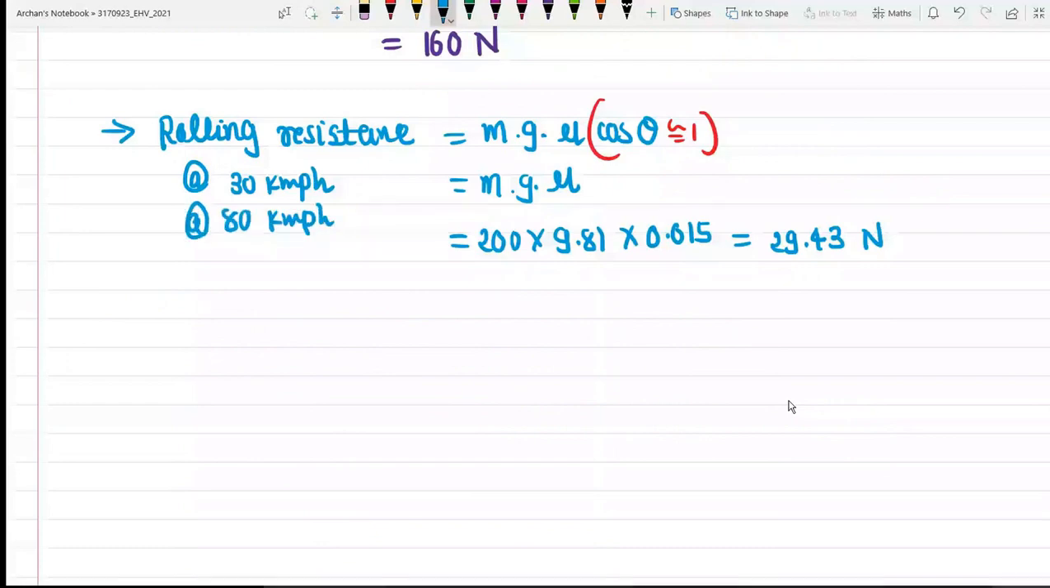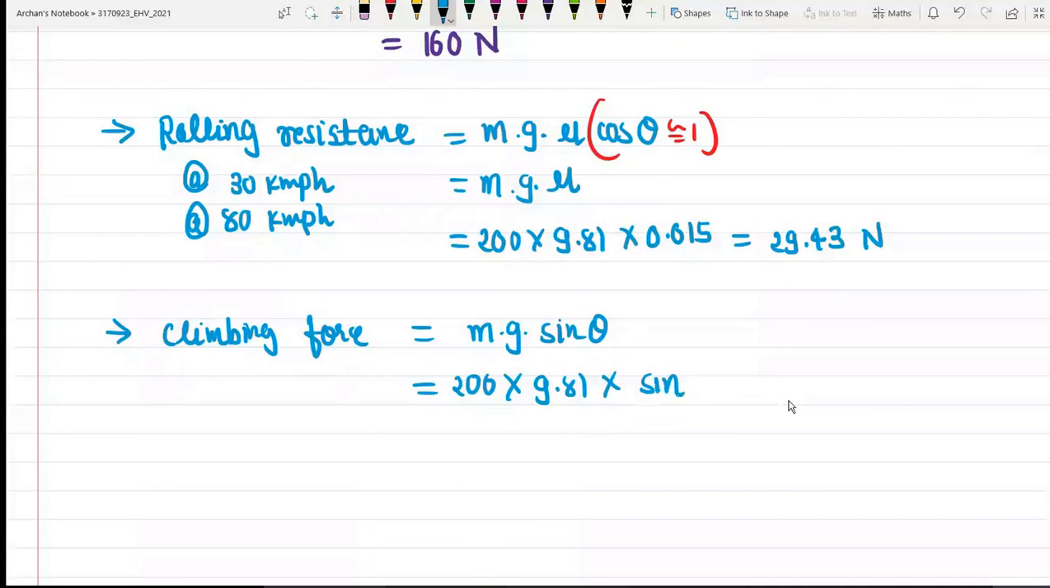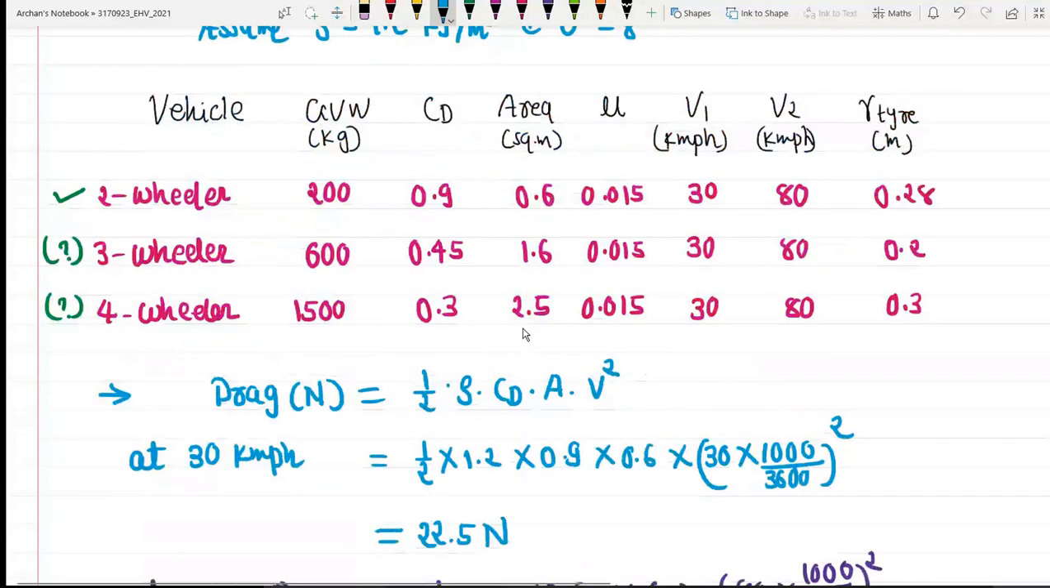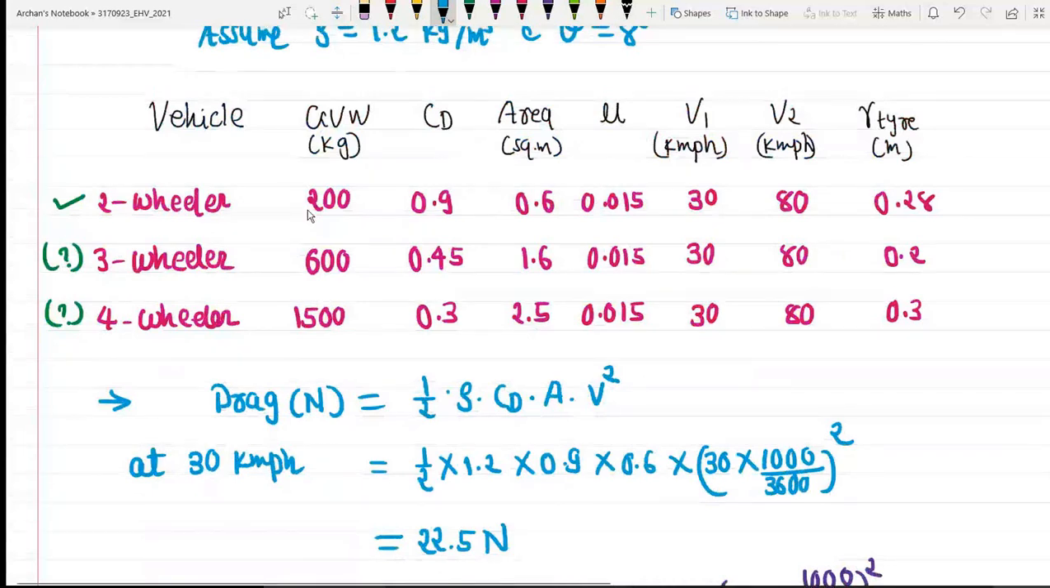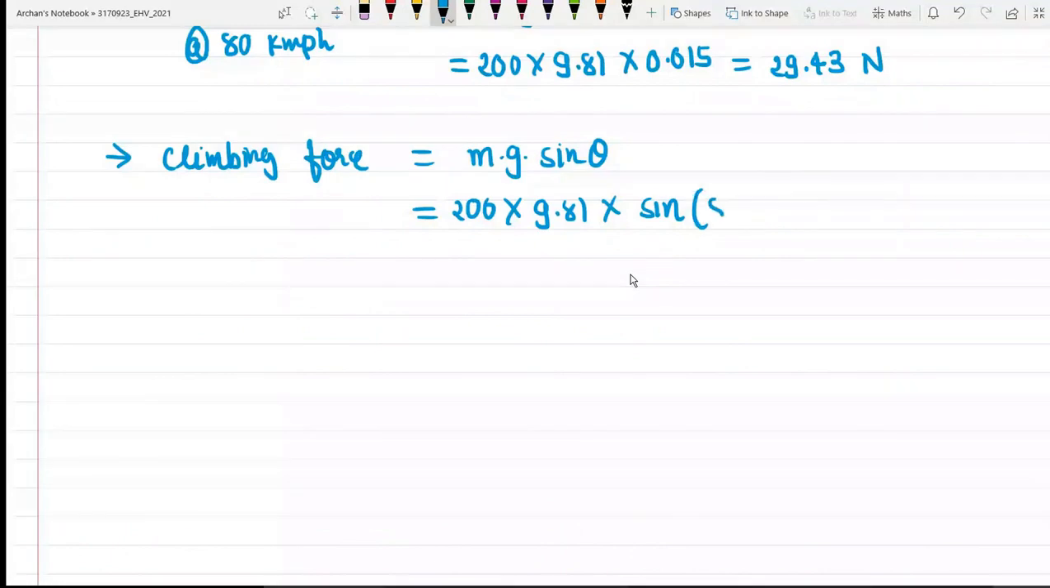Now consider climbing force. The climbing force equation is given by mg times sine theta. Here m is 200, gravitational acceleration is 9.81, and theta is given to you as 8 degrees. But remember, whenever we are calculating the climbing force, this degree needs to be converted into radian, right? So sine of 8 into pi by 180, and the answer we will get is 271.84 Newton.